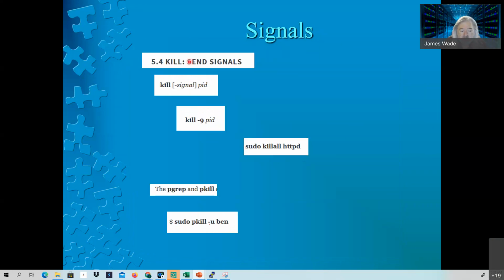So how do we send those signals? Well, with the kill command. Kill -9 tells the kernel to terminate it. We can also do another command called killall and tell it, like httpd. What it'll do is kill all httpd processes. And then we could do a pkill -u bin to say, hey, I want you to kill any processes that bin is running. We would have to be root to do this, or have sudo that would grant us root privileges to run that command.